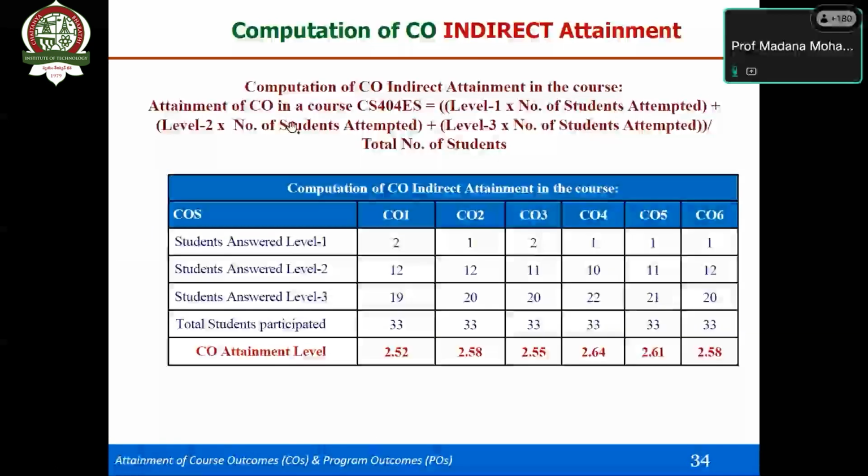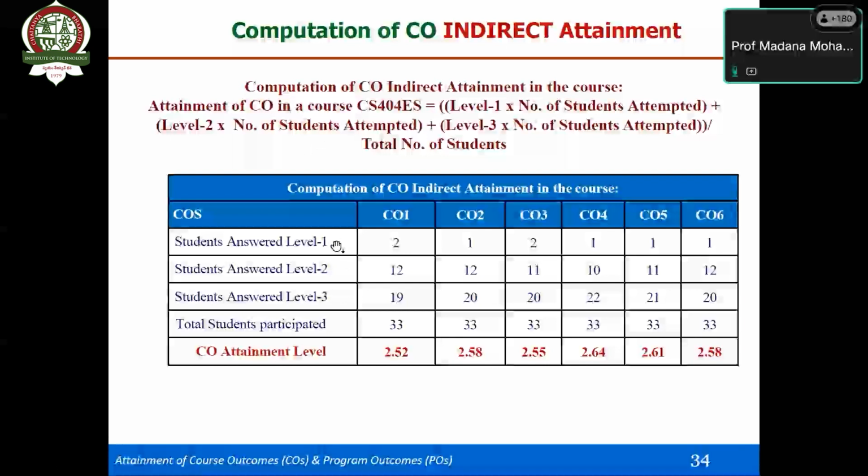Now you can see this is the computation of CO indirect attainment of the particular course. This is the formula. Already in the master table we mentioned 1 into x plus 2 into y plus 3 into z, whole divided by x plus y plus z. The same is given in sentence format: level 1 into number of students attempted plus level 2 into number of students attempted plus level 3 into number of students attempted, whole divided by total number of students. x plus y plus z is also the total participants.